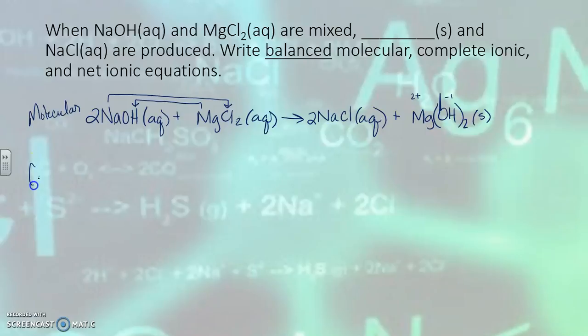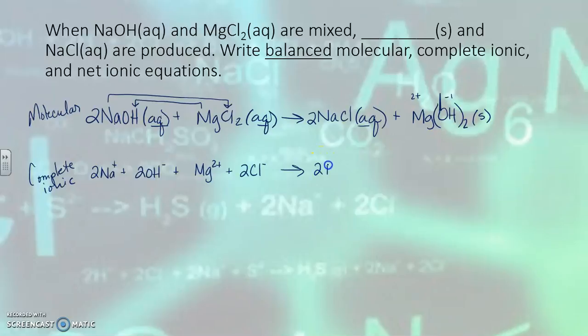For your complete ionic, anything that has aq after it, we break apart. This has aq after it, so we have to break it apart. So there would be 2 sodiums with a positive charge and 2 hydroxide ions with a negative charge. This has aq after it, so we're going to have to break it up. We have 1 magnesium with a positive 2 and 2 chlorines with a negative 1. Our arrow, this has aq after it, so we break it up. 2 Na with a positive charge, 2 Cl with a negative charge. And this has an s after it, so it does not get broken up, it stays. And don't forget to write s after it. Okay, that way you can tell them, hey, that's why it's staying.